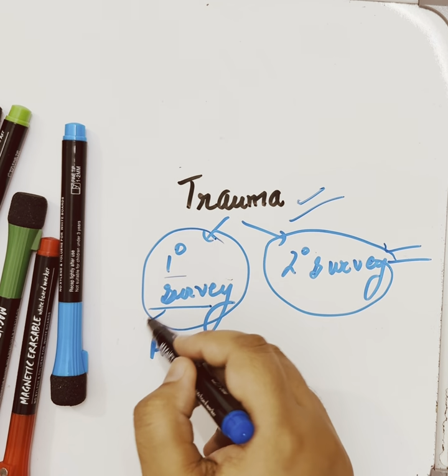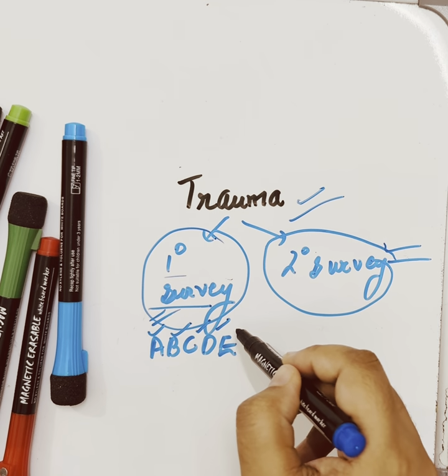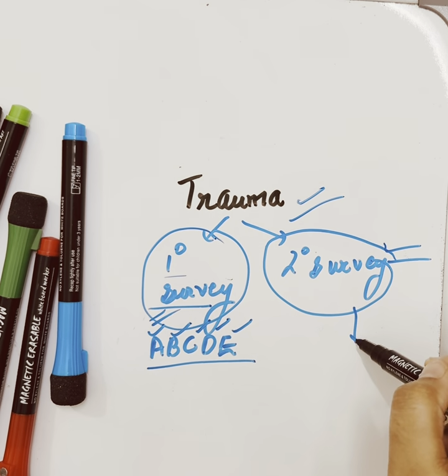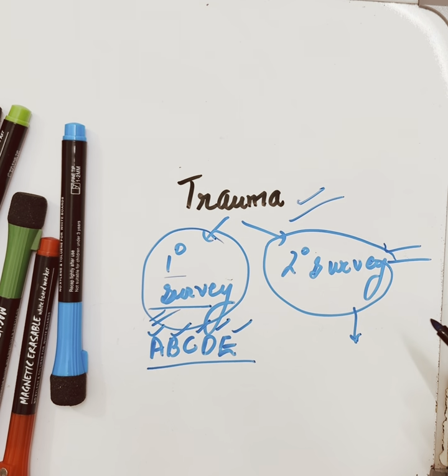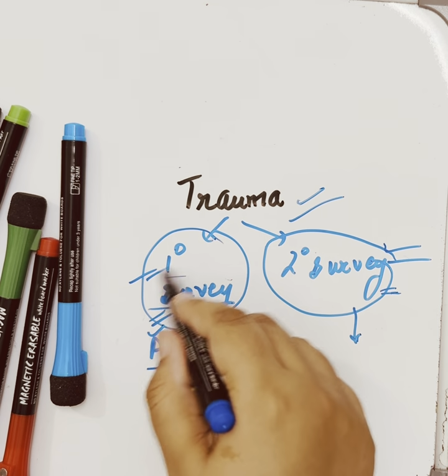So in the primary survey, mainly there is airway, breathing, circulation, disability, and exposure. In the secondary survey we mainly see FAST for the abdomen, pelvic X-ray, chest X-ray, and any potential injuries from head to toe. So we'll explore it later. We'll start with the primary survey.